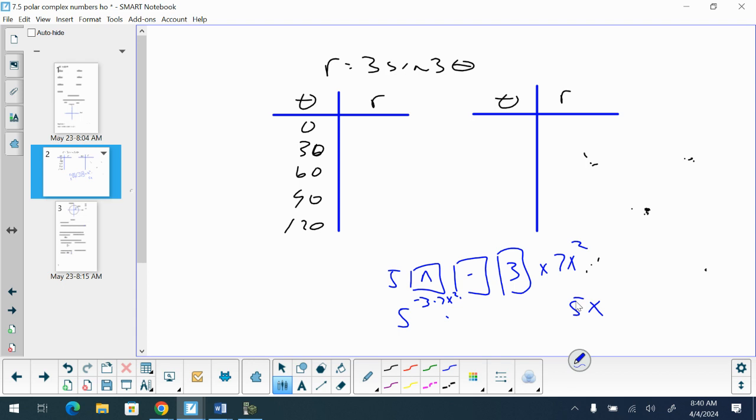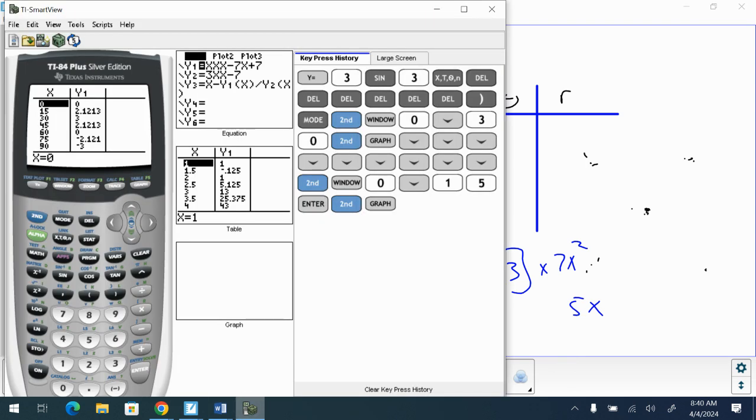But what should happen with these intermediate values? With these intermediate values, you'll get what is called a 3-legged rose. Okay, so you get 3 petals, 3 petals that you will come up with.